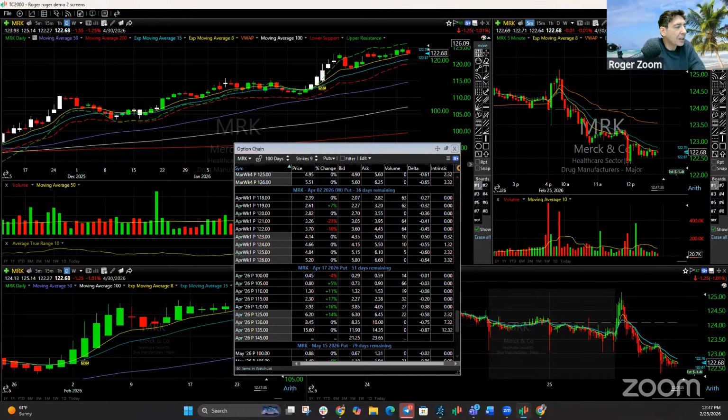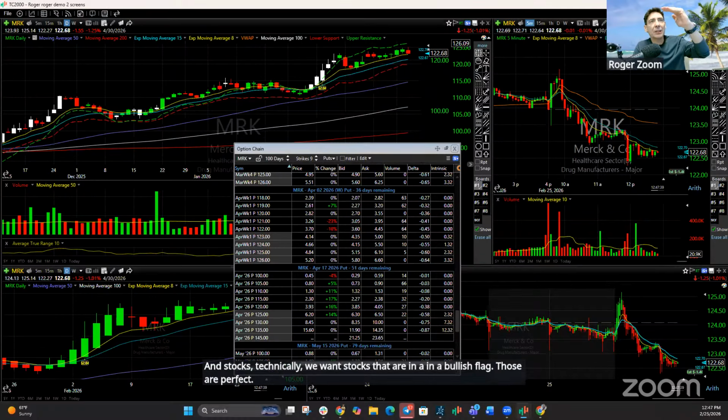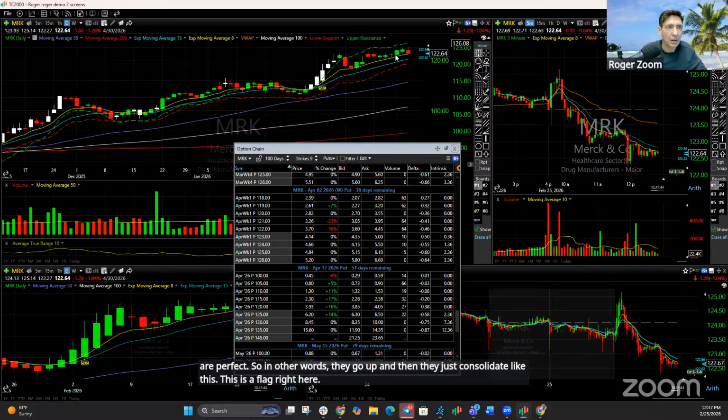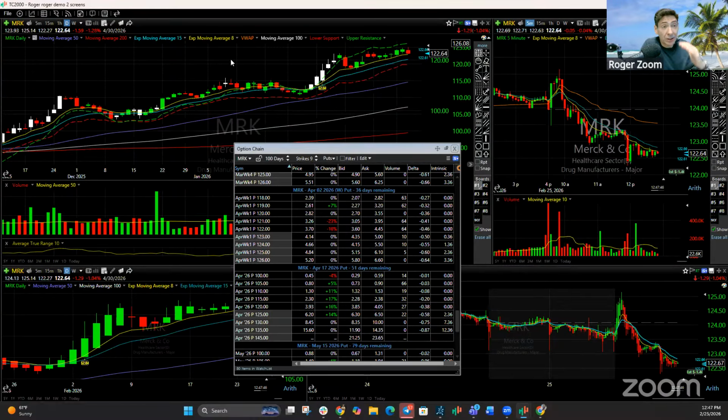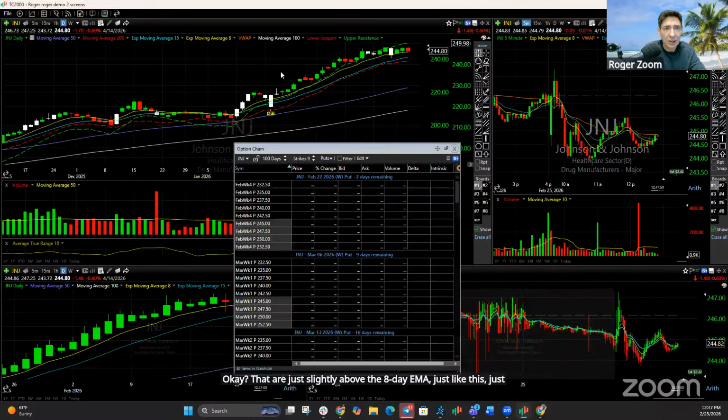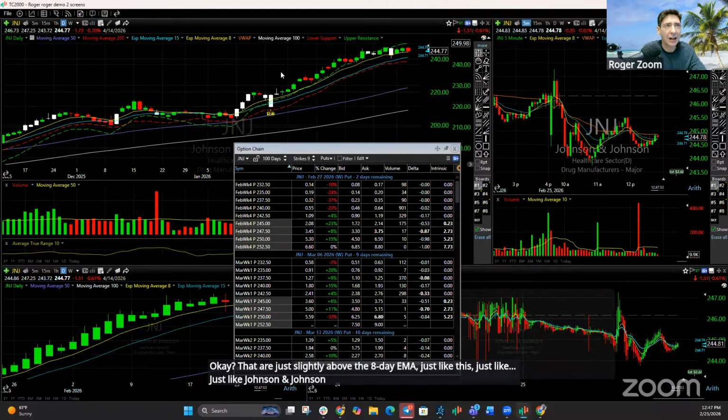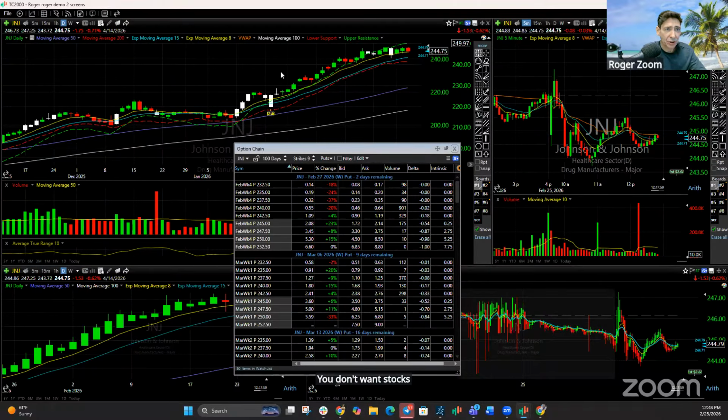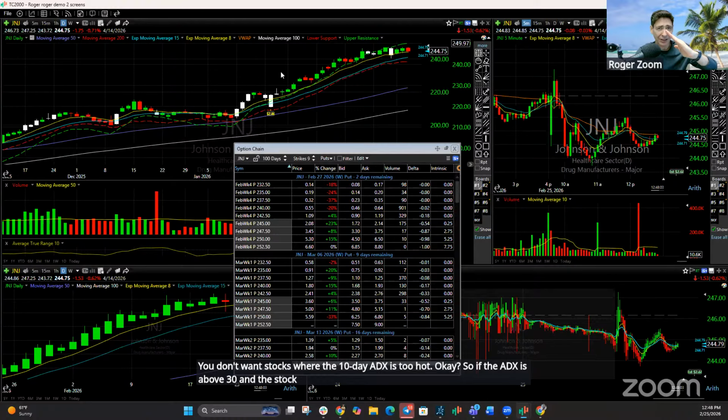And stocks, technically, we want stocks that are in a bullish flag. Those are perfect. In other words, they go up and then they just consolidate. Like this. This is a flag right here. That are just slightly above the 8-day EMA, just like Johnson & Johnson, boring stocks like that. You're not looking for high flyers. You don't want stocks where the 10-day ADX is too hot. So if the ADX is above 30 and the stock is moving like that, that's too hot. You want ADX between 15 and 30.